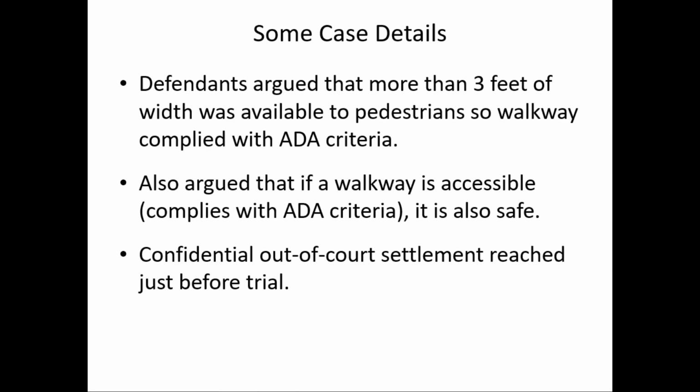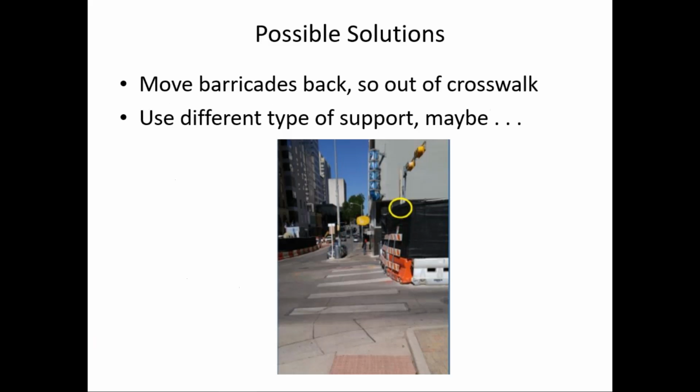And actually, a confidential out-of-court settlement was reached just before trial. So a jury never had a chance to react to this. But in my mind, one thing that could have been done would be to use this kind of a setup. This is not the same location, but notice they attached the type 3 barricade to some pedestrian channelizers, so there's no feet projecting into the pedestrian path.